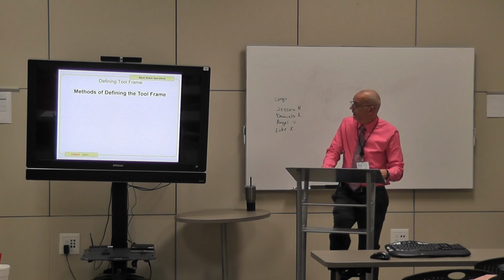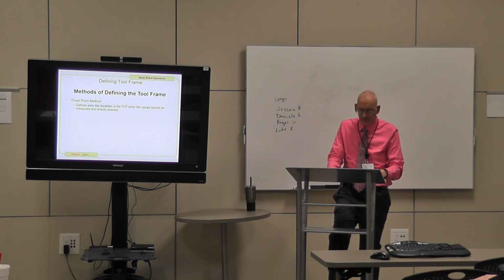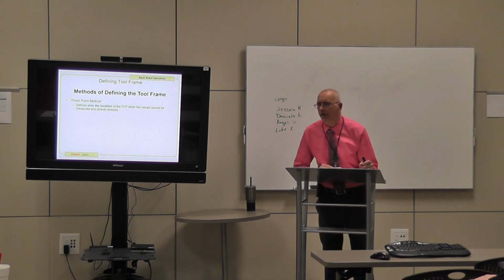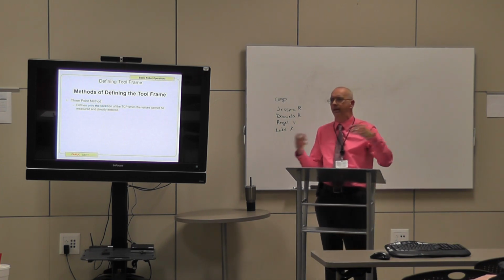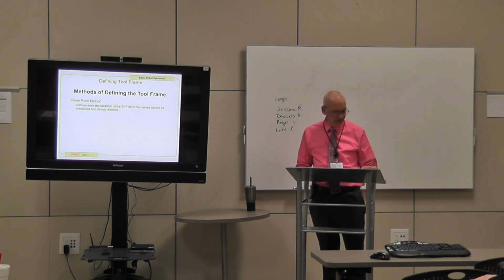Okay, methods of defining a tool frame. We have 3 different methods to define a tool frame. The first one is called the 3-point method. It defines only the location of the TCP when the values cannot be measured and directly entered. So say we get a tool on there and we have no idea what the measurement is, where we can do a direct entry. We can use this 3-point method to identify only the TCP values for the location of that TCP.